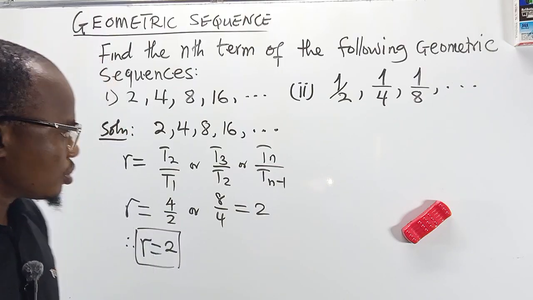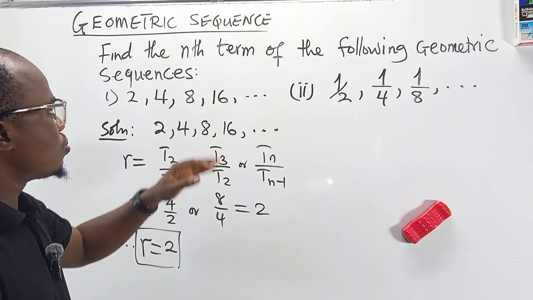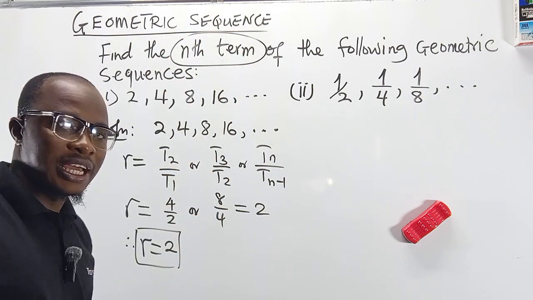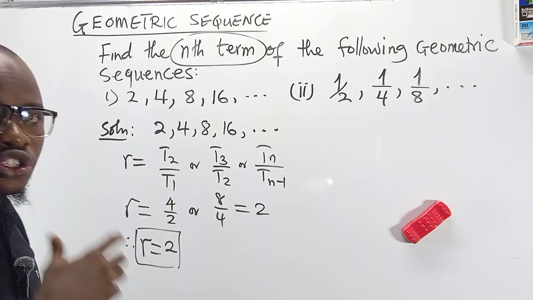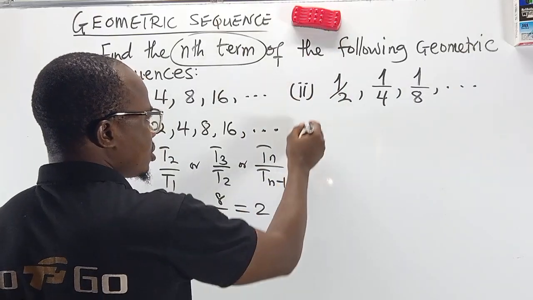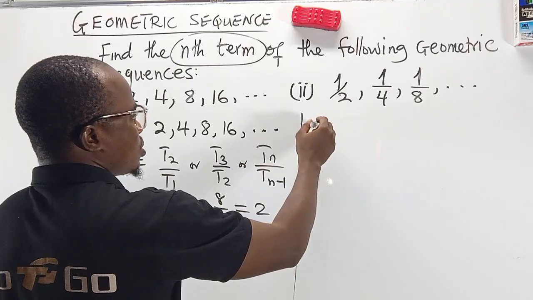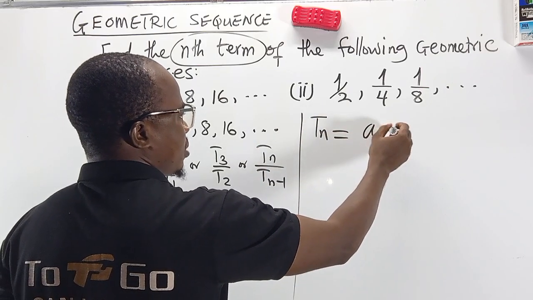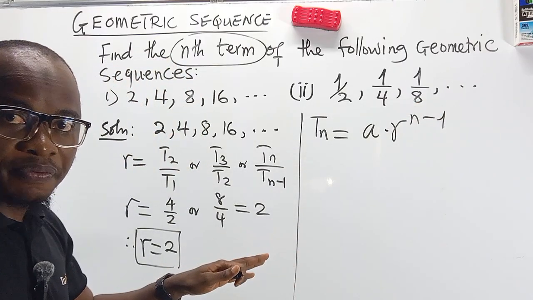You understand? So from there, the next thing we are looking for after getting the common ratio is the nth term. So what will be the nth term? We are going to use the formula for the nth term. The formula for the nth term of a geometric sequence is Tn equals a multiplied by r to the power of n minus 1. So this is the formula.